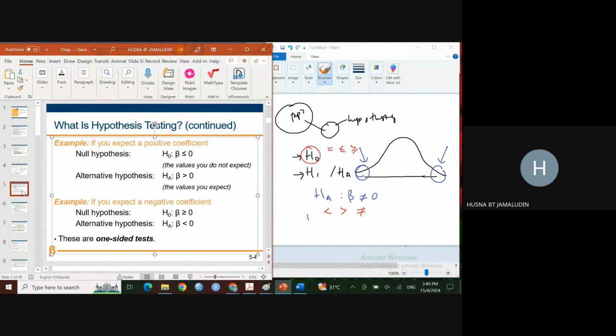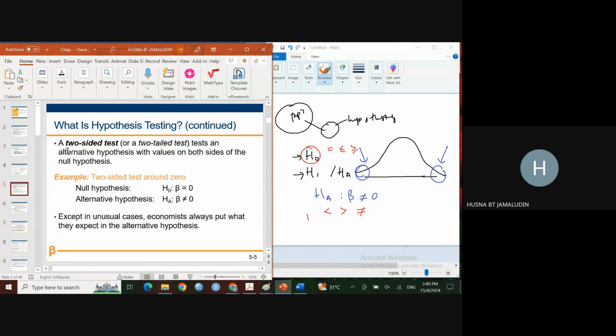Next, this is a two-sided test or two-tail test. Okay, I mentioned the tail, but I didn't say two-tail test. Remember, when you want to look at the tails simultaneously, this is how it looks like. Except in unusual cases, which I don't think we have to look at.